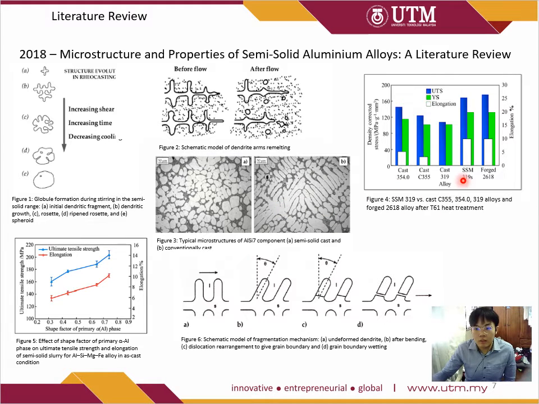And from figure 4, we can obviously see that the ultimate tensile strength, yield strength, and elongation are better for a semi-solid metal. And figure 5 shows the effect of the shape factor on the ultimate tensile strength and elongation. You can see when the shape factor is approaching 1, the ultimate tensile strength and elongation are the highest. And this figure shows the mechanism of the breaking down of dendritic arms into globular structure.